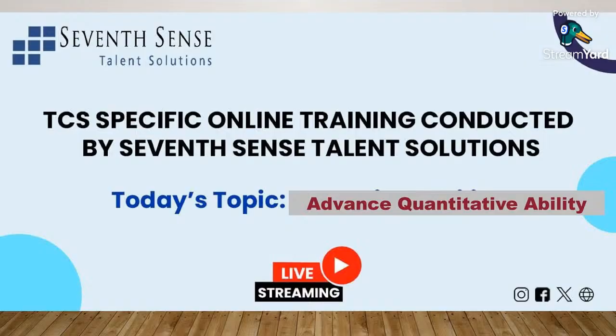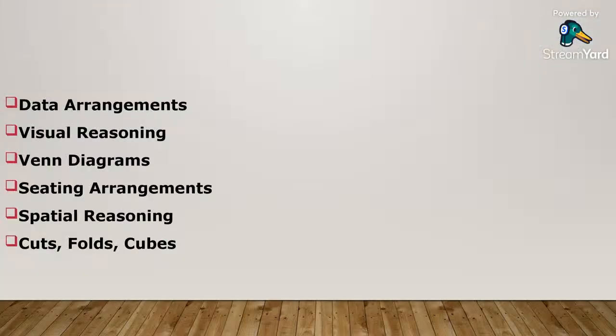Let's see what are the topics we are going to cover in this APT class. Today's topics are data arrangements, visual reasoning, Venn diagram, seating arrangements, spatial reasoning, cuts, folds and cubes. These are the topics we are going to cover today.